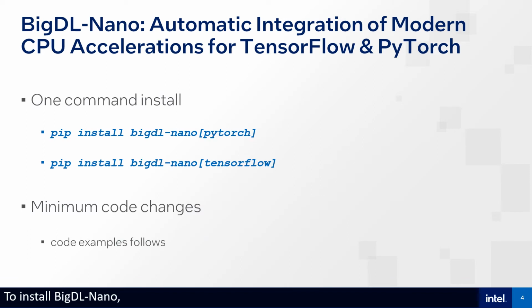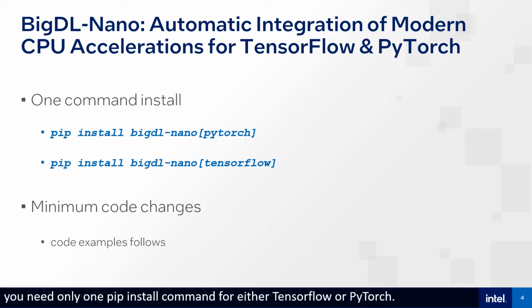To install BigDL Nano, you need only one pip install command for either TensorFlow or PyTorch. Then you just need very few code changes to enable the accelerations in training and inference. Next, let's check out some code examples.